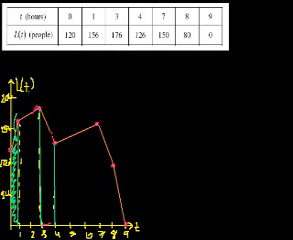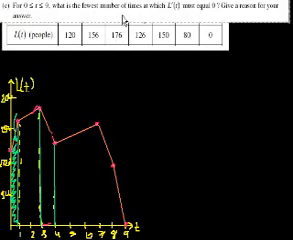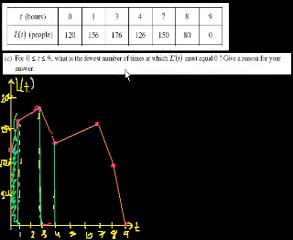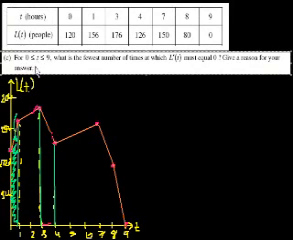Okay, let's do part C. Let me copy and paste it. Okay, copied it, edit, paste. Okay. For t greater than 0 and less than 9, right? What is the fewest number of times at which L prime of t must be equal to 0? Give a reason for your answer.